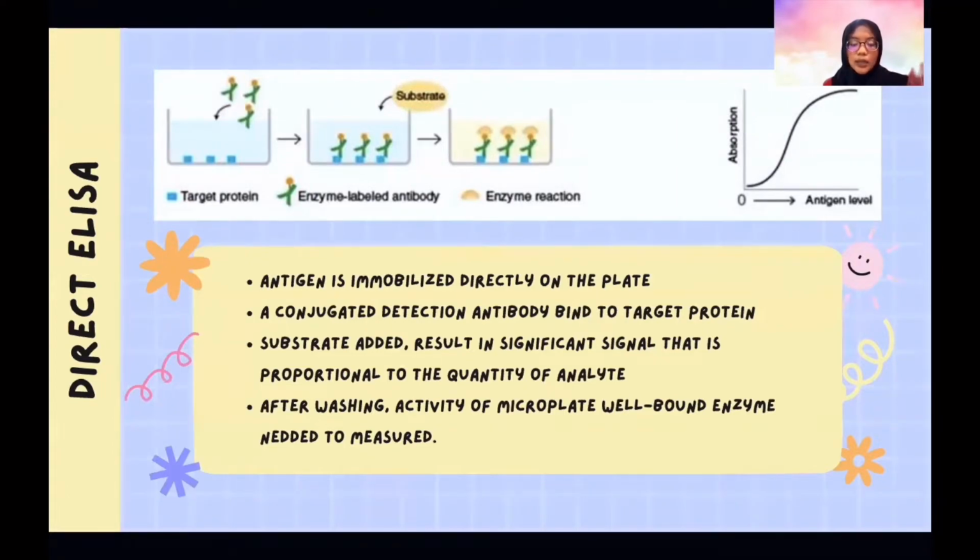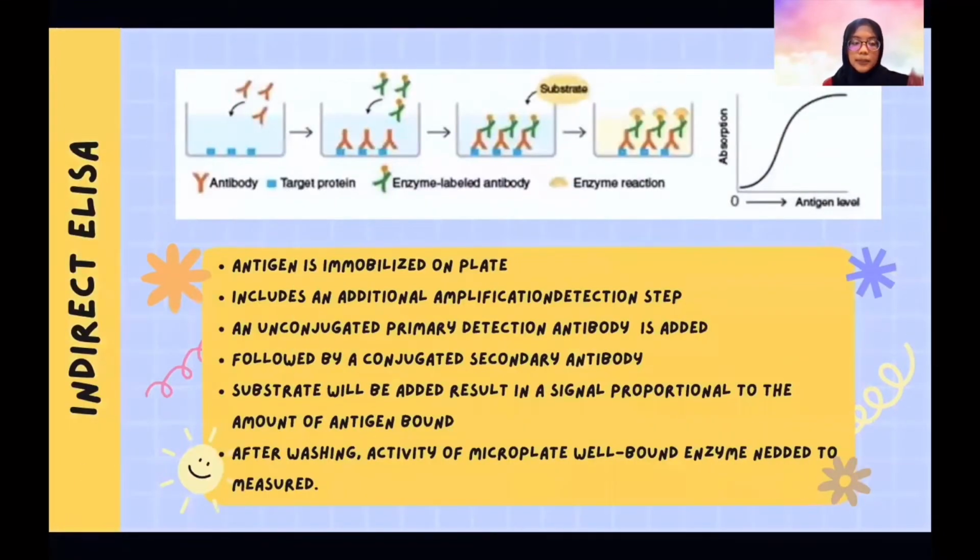This method will only be utilized to determine antibody affinity and specificity, as well as to investigate blocking or inhibitory interaction. Now we proceed to the indirect ELISA. So just now we saw that the indirect ELISA uses two antibodies.